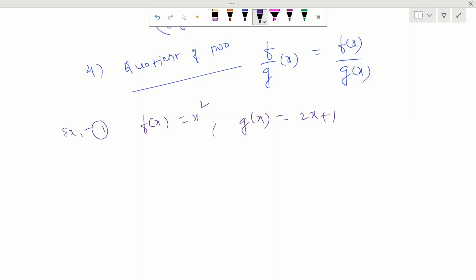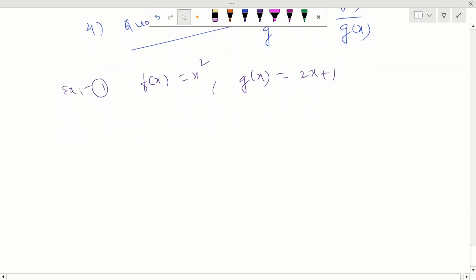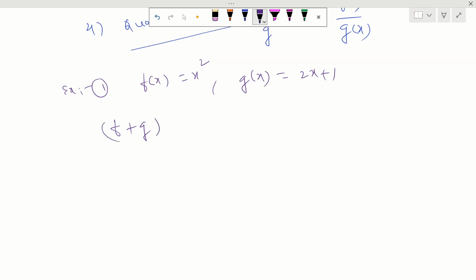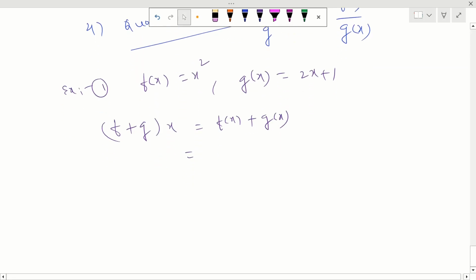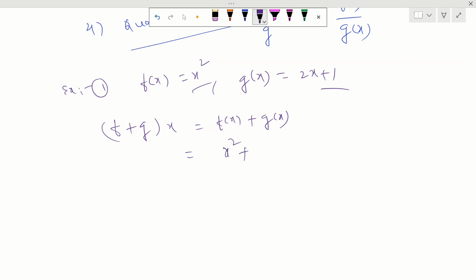Now we have to find all. What is the value of f plus g into x? F plus g into x is f of x plus g of x. We are adding both functions. F of x is given as x square, so we get x square plus 2x plus 1. Okay, this is over.